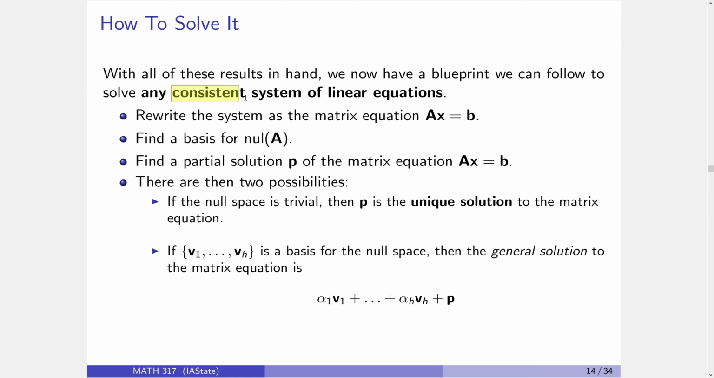For any consistent system, we now have the following. You need to do two things. Find a basis for the null space, and find a particular solution. Once you have those two, you either know that there is a unique solution, and it's whatever the p is you found, or there is an infinite number of solutions, and they're all of this form. Okay. So, that gives you the blueprint of how to solve it.